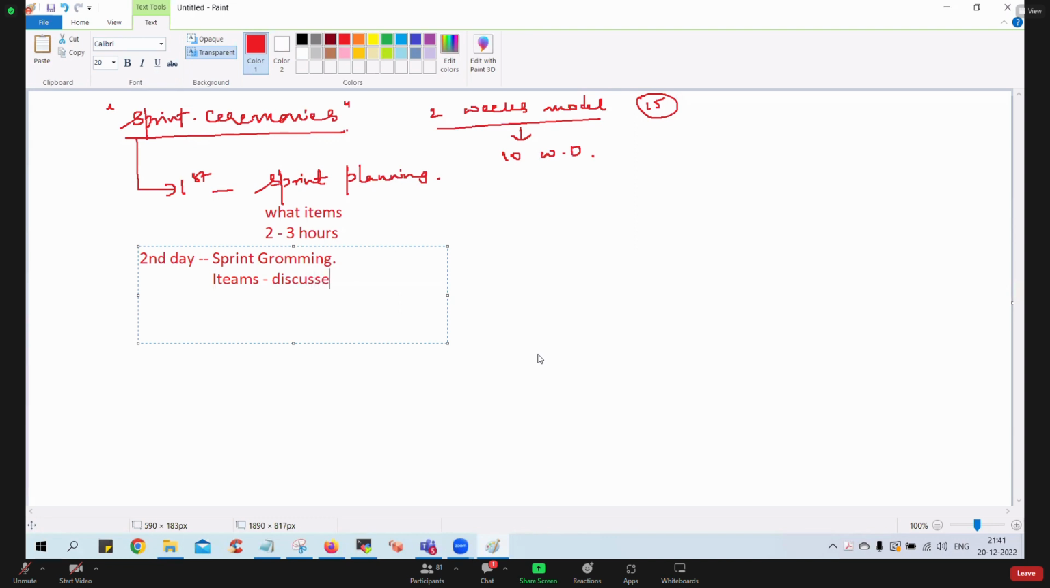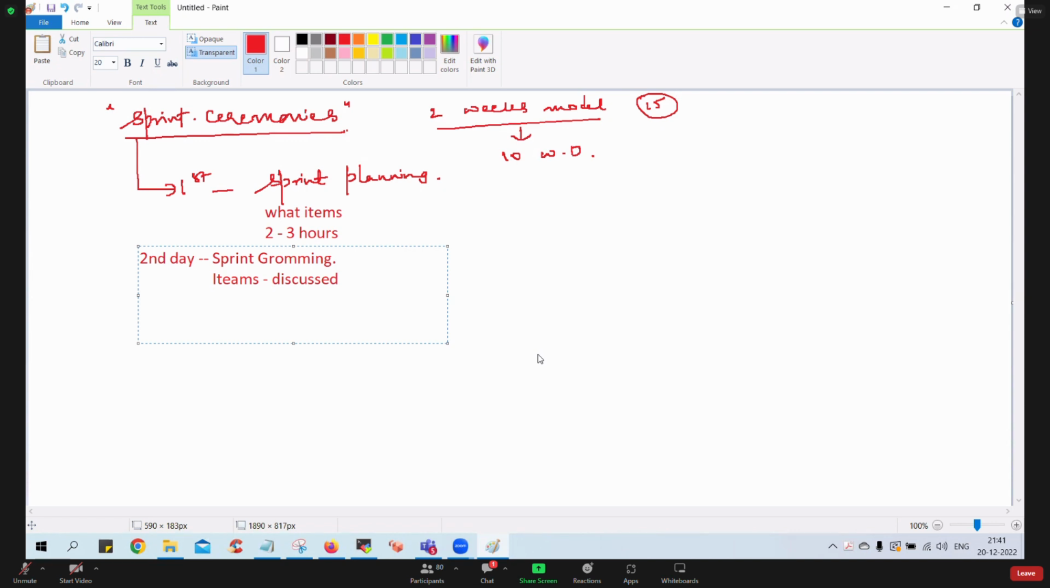Because the entire team sits here in the grooming, guys, generally the entire team will participate, and whoever has the knowledge will try to help you or at least share their thoughts. They will try to share the knowledge with you. So that is what happens in the sprint grooming. It's all about knowledge sharing, guys, about the items that you do.